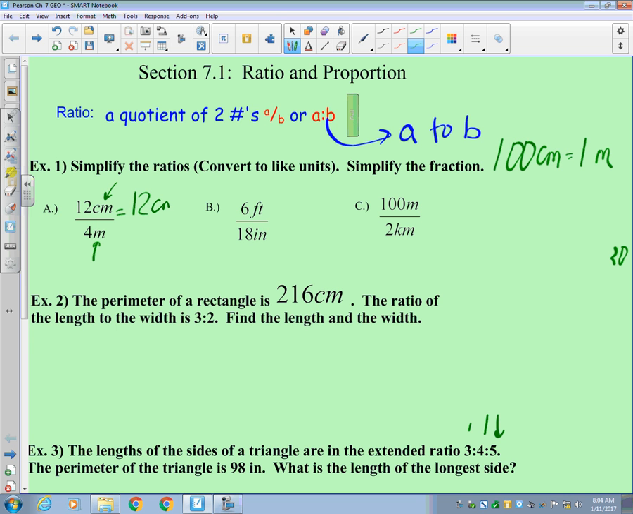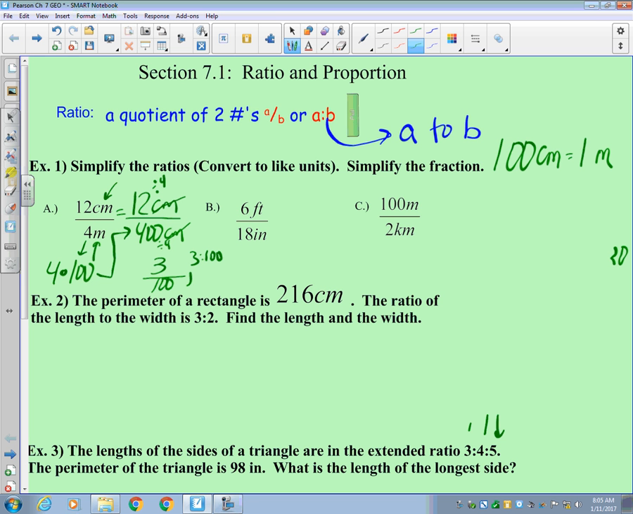So the 12 centimeters stays the same on the top. We're going to replace 4 meters with 400 centimeters. So it's going to be 12 centimeters to 400 centimeters. So then we reduce the ratios. When we reduce, our centimeters cancel out because now we're in the same units, and we divide both the top by 4 and the bottom by 4, and we see that our ratio is 3 to 100.